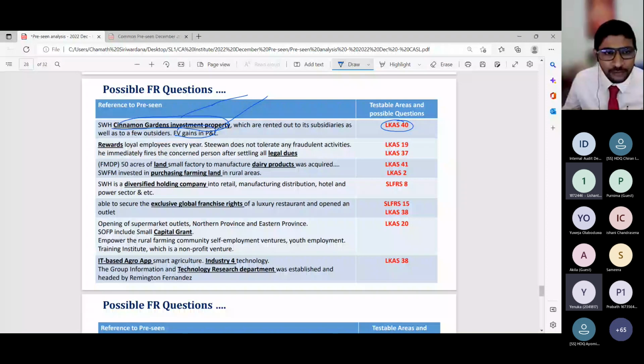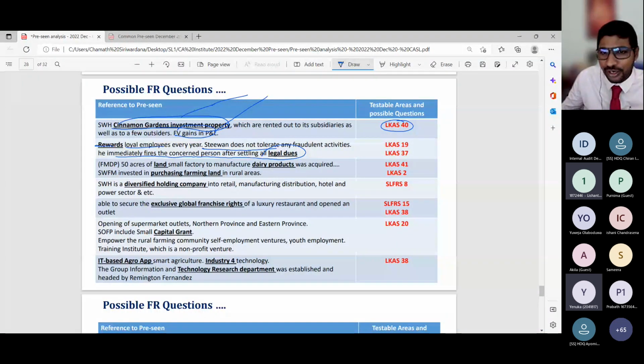Then the next one, rewards to the loyal employees every year. Steven does not tolerate fraudulent activities and immediately fires concerned persons after settling all legal dues. So here they are mentioning that they really appreciate and reward employees. When it comes to employee rewards, what standards might come? Maybe LKS 19 for employment benefits, and SLFRS 2 share-based payment might also come.